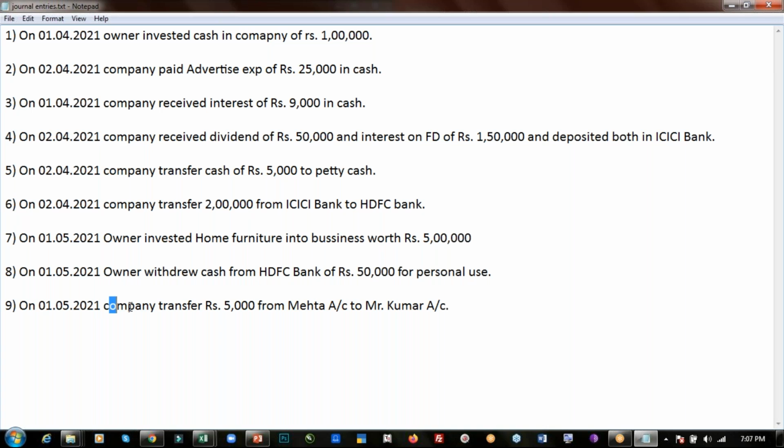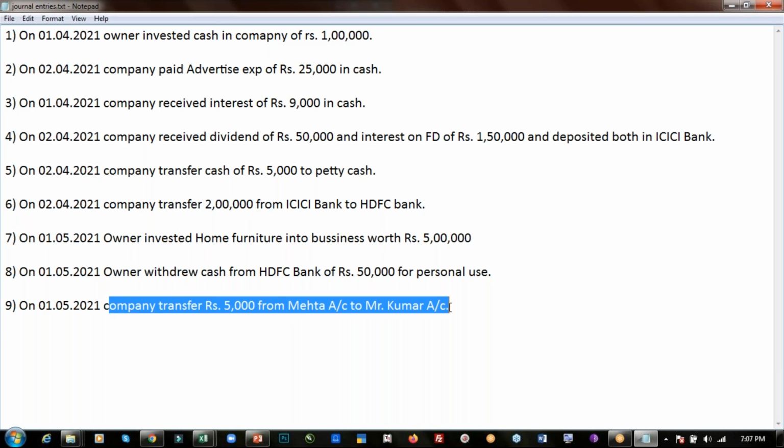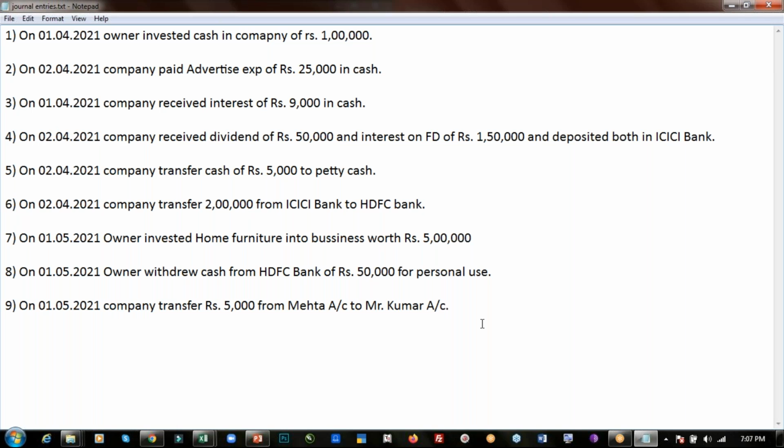Ninth point, company transfers 5,000 from Mehta account to Kumar account. Kumar account debit to Mehta account. It is simple. All right.